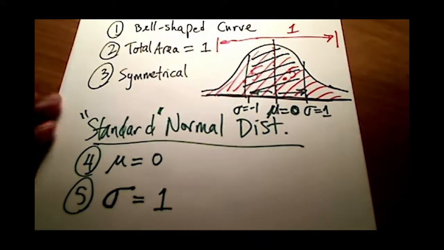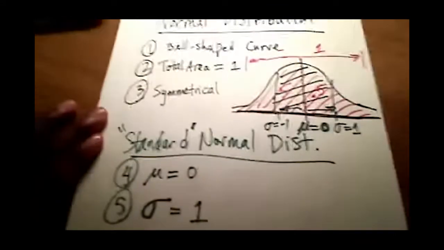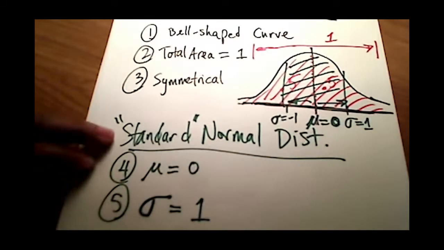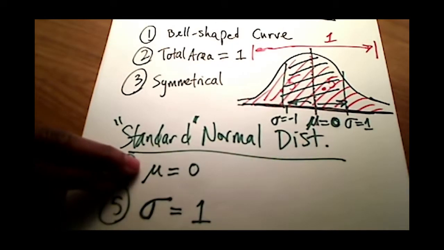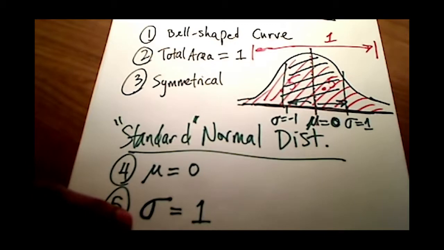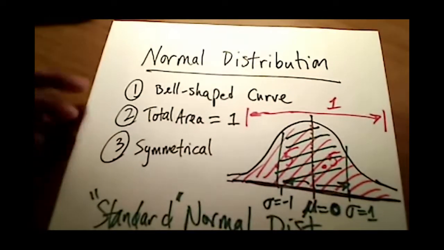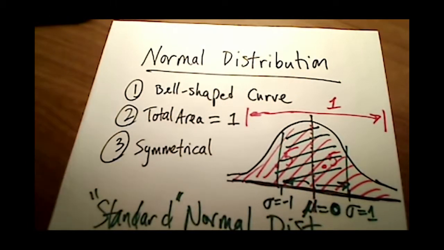68% of your data is sitting smack within one standard deviation. But this is, just a real rudimentary level of what we mean by a standard normal. Means that the population mean is 0, population standard deviation is 1, and when we say normal, we mean it's bell-shaped, total area is 1, and it's symmetrical.